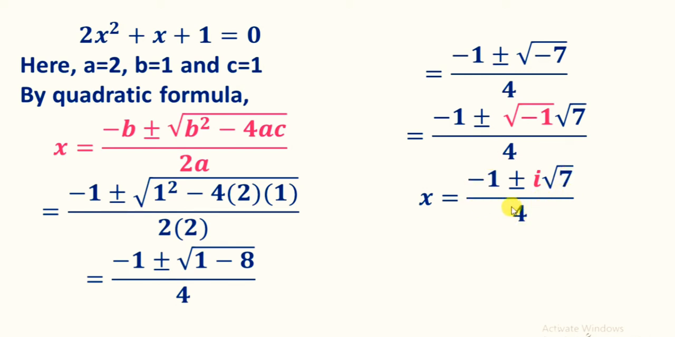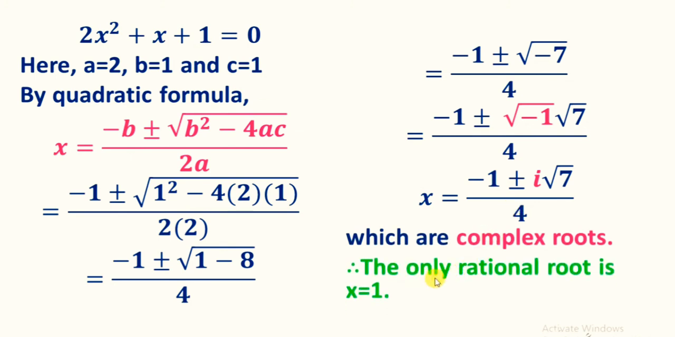These two roots are complex roots. That's why the only rational root is 1. ஏன்னா இது ஒரு cubic equation. Cubic equationக்கு 3 roots தான் இருக்கும். அந்த 3 rootsல 2 roots complex root and remaining 1 root is 1 which is rational. That's why we can write that is a rational root.